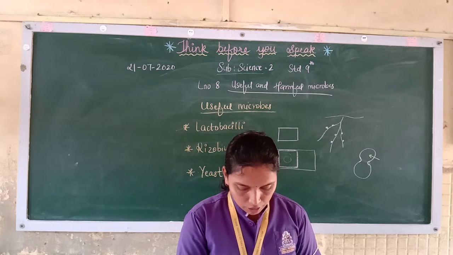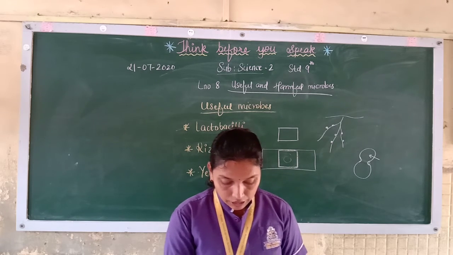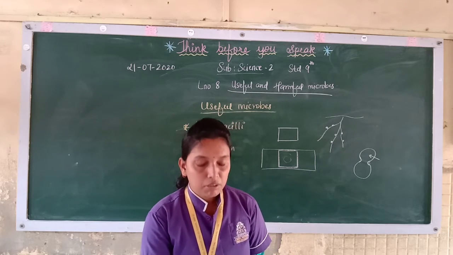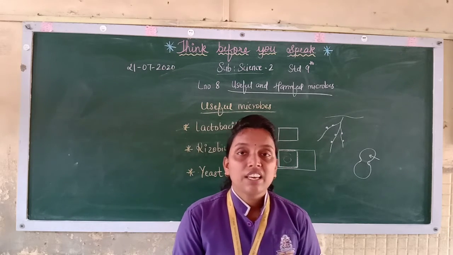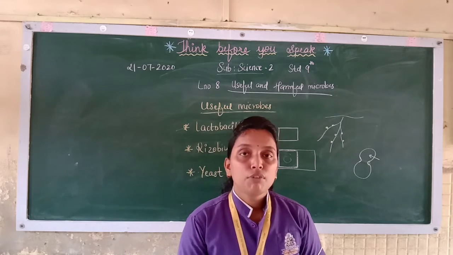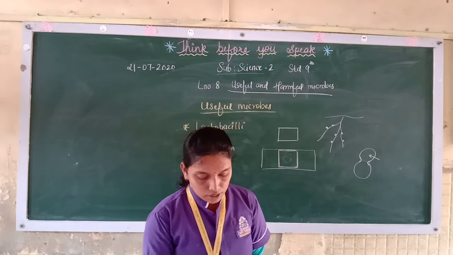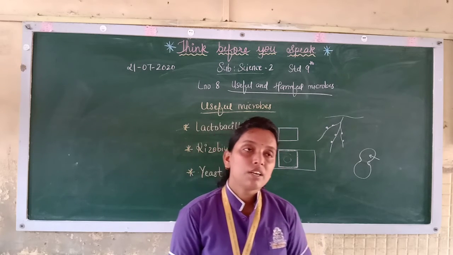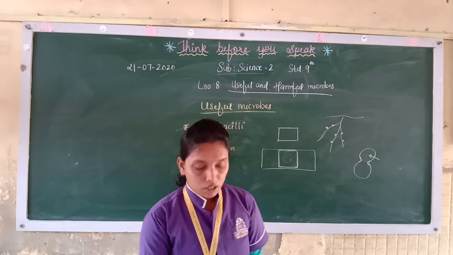Yeast is a unicellular fungus with 1500 different species in existence. It is a unicellular fungus. Unicellular means it is made up of a single cell. And how many different species are available? 1500. The yeast cell is a eukaryotic type of cell, where it has a well-defined nucleus and nuclear membrane.